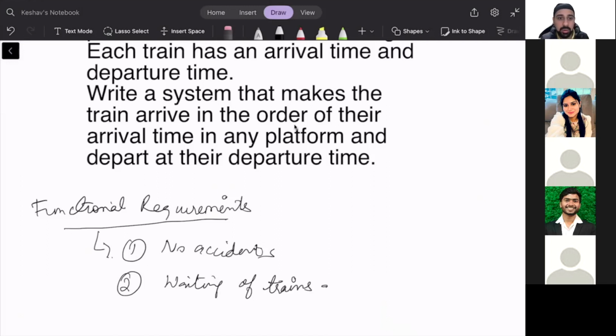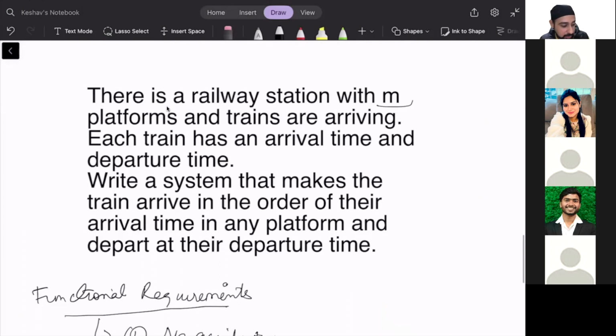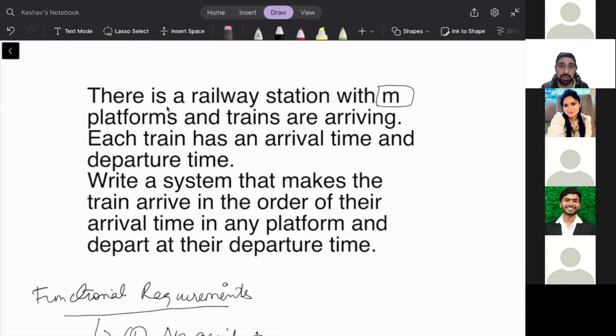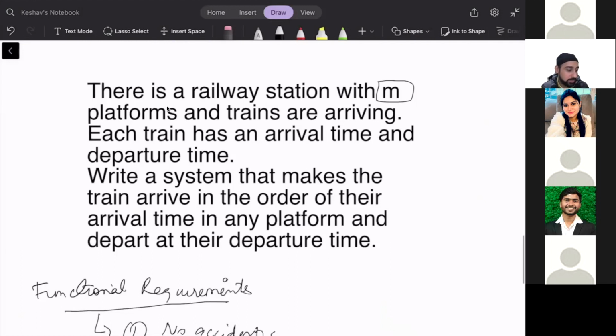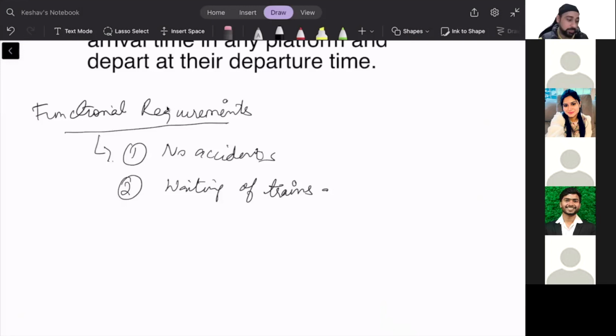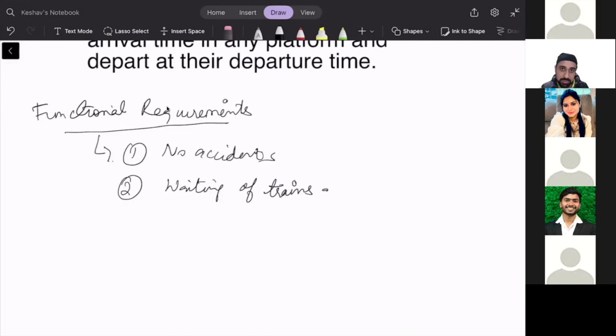Mainly the platforms. If you see, we already said that there are only M platforms. You cannot extend them beyond that. Just think of it from that perspective: there is a platform, and what if there is an M+1 train? Where should the train go? That's what this problem is about. You have to come up with the solutions, the functional requirements. That's the beauty of it. That's where you have to ask about the waiting of trains.